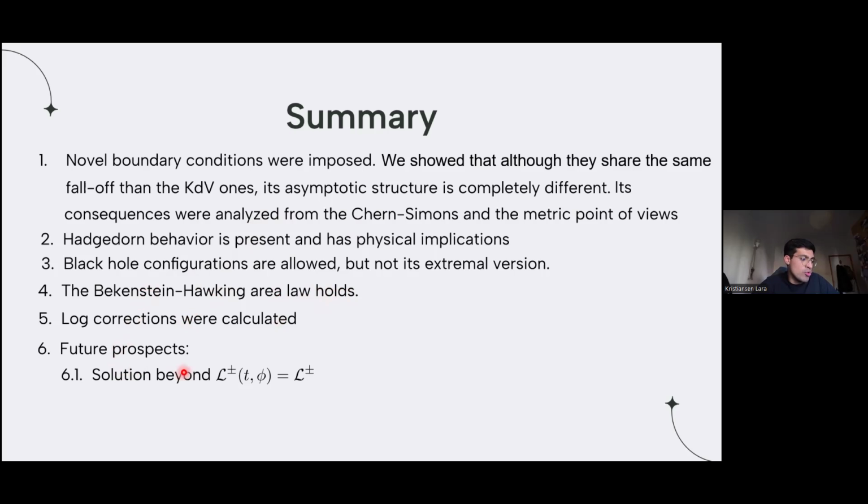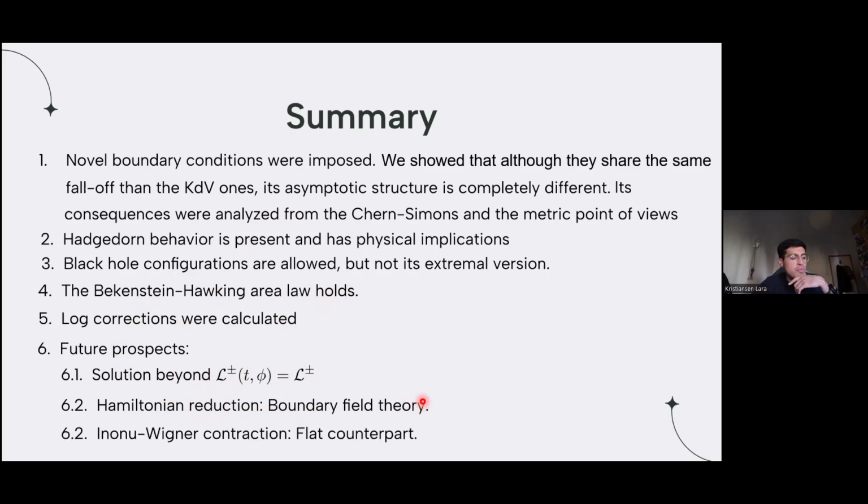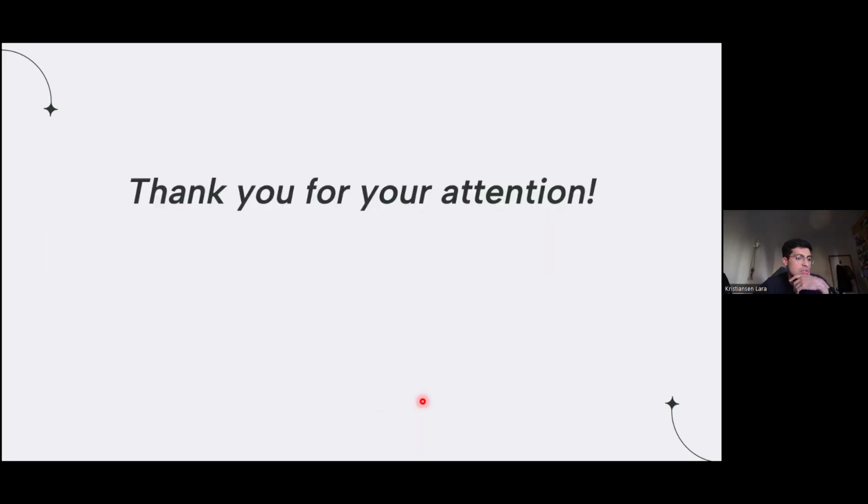So future prospects: solutions beyond the zero mode, like a soliton, as Matthias was asking. We have results, we are working on that. Also, to obtain the Hamiltonian reduction, like the boundary field theory that captures the asymptotic degrees of freedom, and also to explore the flat counterpart by performing an Inonu-Wigner contraction at the level of the boundary conditions, by taking L, the AdS3 radius, to infinity, and redefining the dynamical functions L, the mathcal L. So this was my talk.